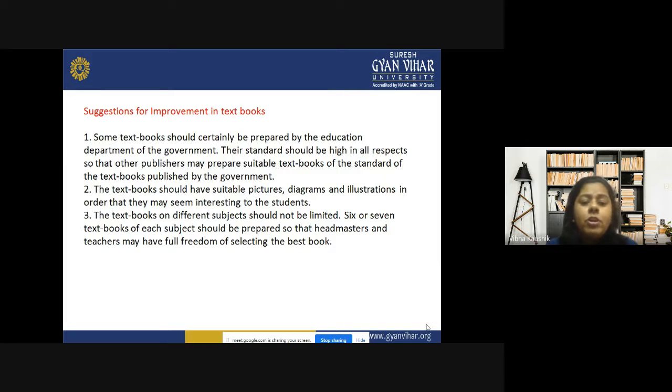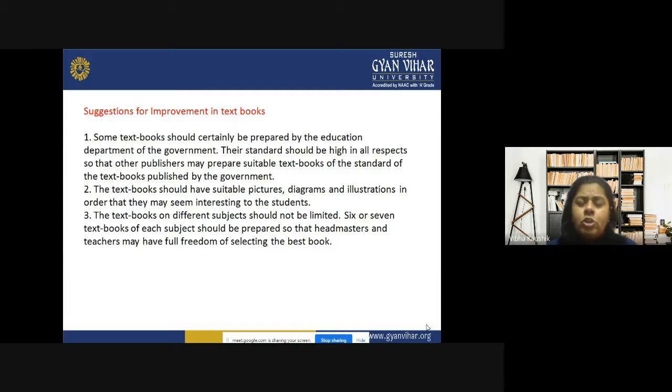The textbooks on different subjects should not be limited. We should not fix that this much should be the number of textbooks related to that particular subject. 6 or 7 textbooks of each subject should be prepared, so that the headmasters and teachers may have full freedom of selecting the best book.